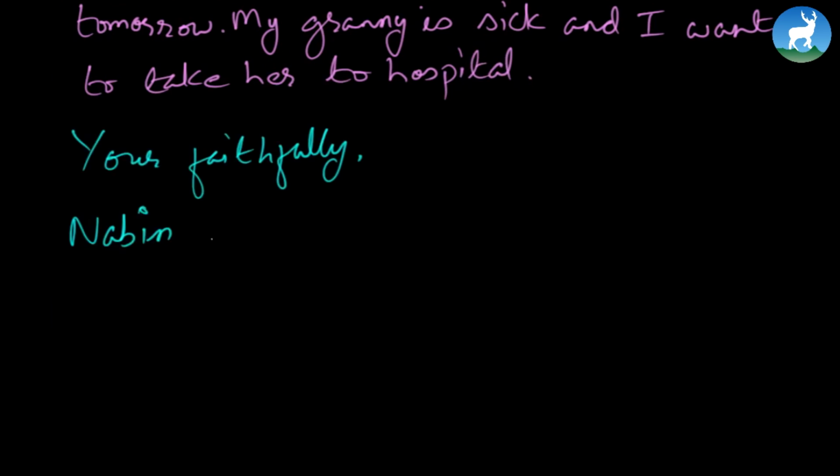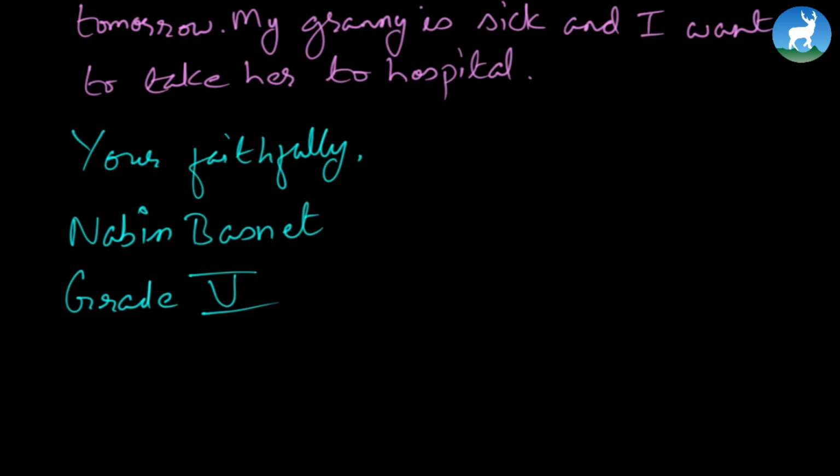My granny is sick and I want to take her to hospital. And that is the closing of the letter. Yours faithfully, Nabeen Basnet, and he's a student of grade 5. So it's a letter written by Navin Basnet of grade 5 to his principal requesting her to grant him a leave. That's a very wonderful thing. He's about to be absent and he's writing a formal letter. This is what is called a formal letter, to his principal requesting her for a leave.